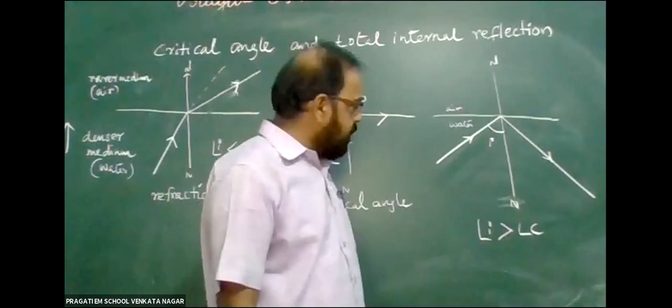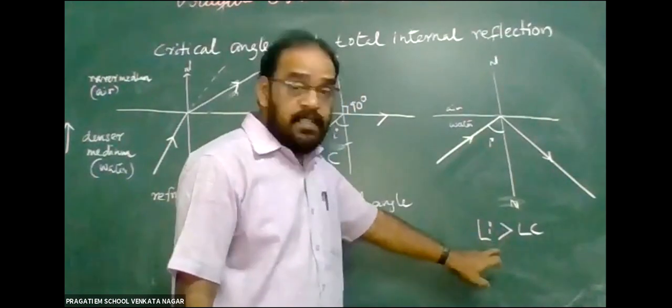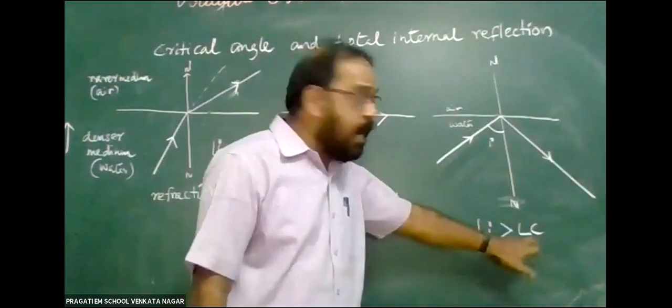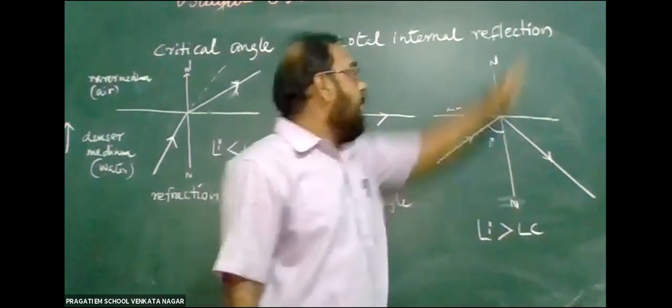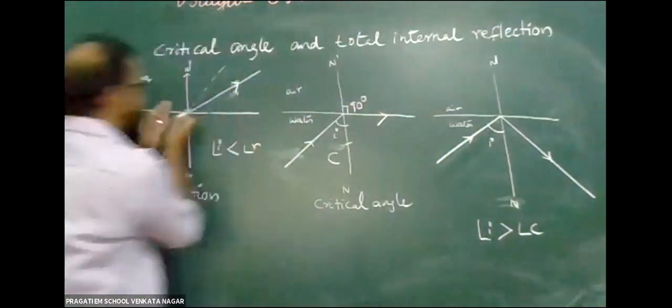Total internal reflection: when the angle of incidence is more than the critical angle, light rays will not go out. So here it is going into the air medium. Here it is moving just along the surface. Here it is coming back.